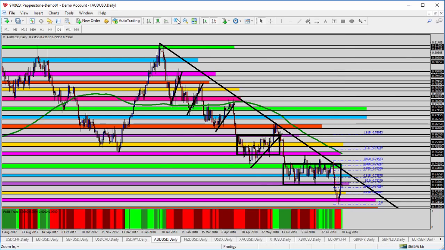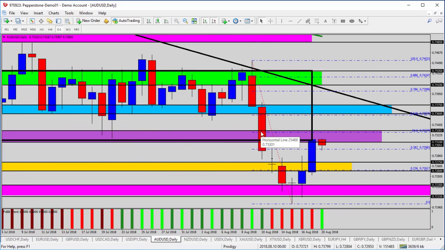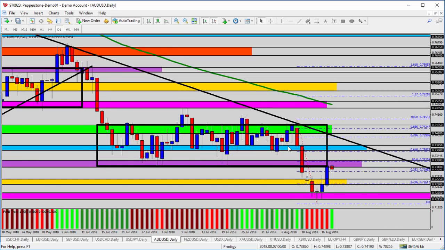Let's zoom in a little bit so we can see that a little bit better. There it is, breaking under the purple zone, pushing all the way down here to the pink zone, and now the rally back to the purple shaded area. Zoom it out one time. Let's take a look at that purple shaded area, 0.7310, 0.7330. About 20 pips highlighted there in purple.